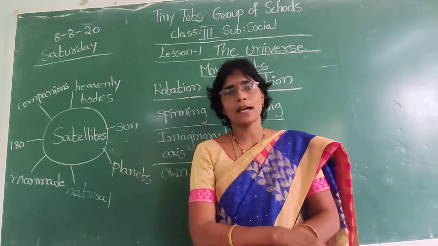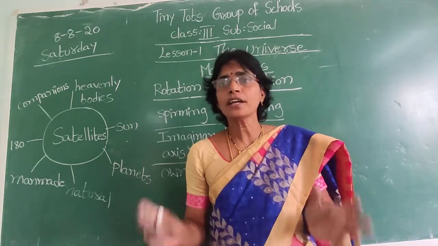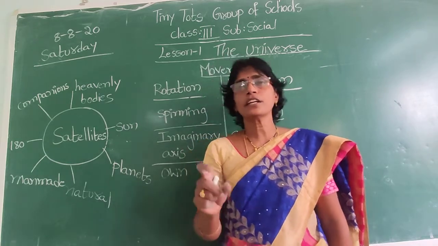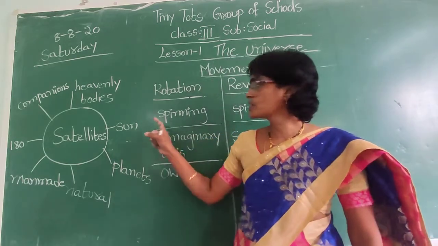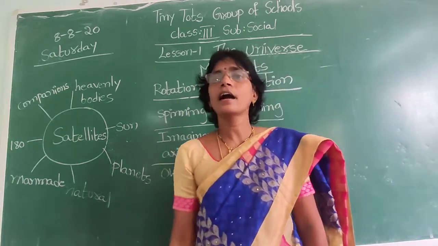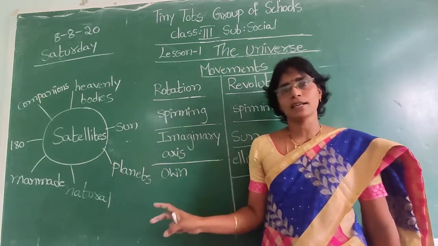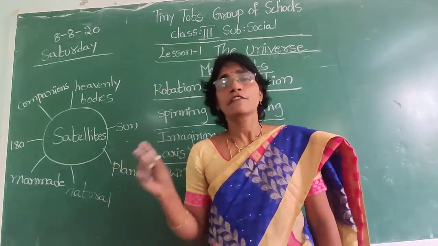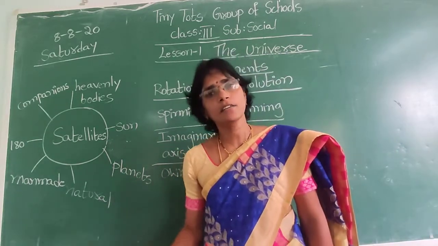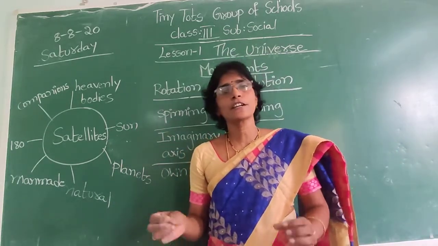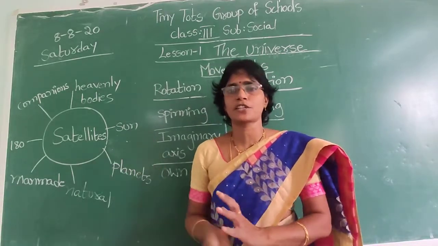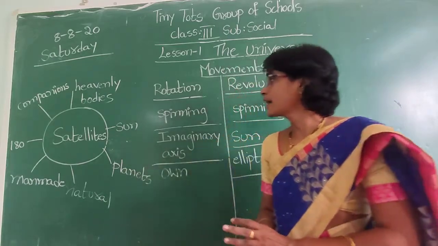How many planets are there? We have eight planets. Jupiter is the biggest planet. Mercury is the closest planet to the sun. And Mars is called the red planet. And Uranus is a blue-green planet. Venus is called the morning and evening star. So there is a difference between each planet.